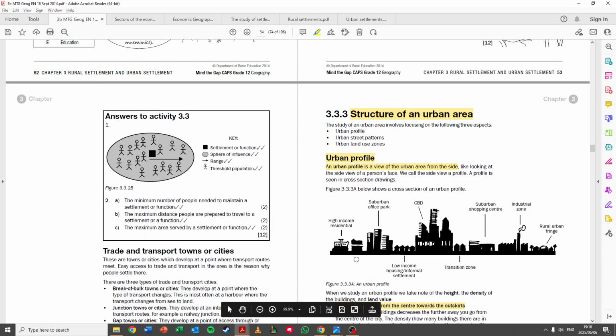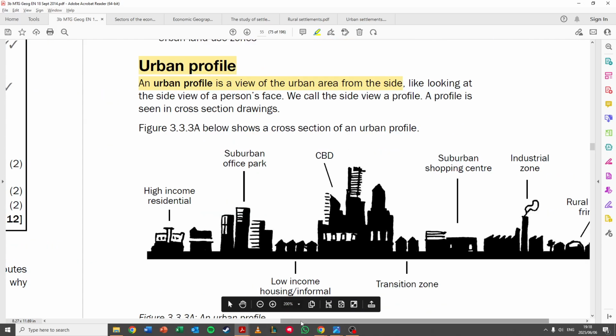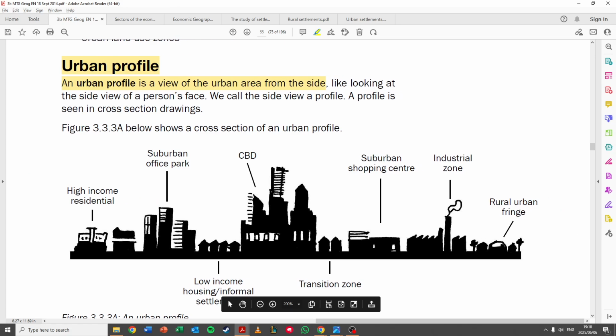Okay, so then we're going to speak about structures of urban areas. First of all, urban profile. So you don't need to worry. You won't be asked to actually draw the urban profile, which is obviously very, very good. But you do need to know where certain zones are likely to occur.